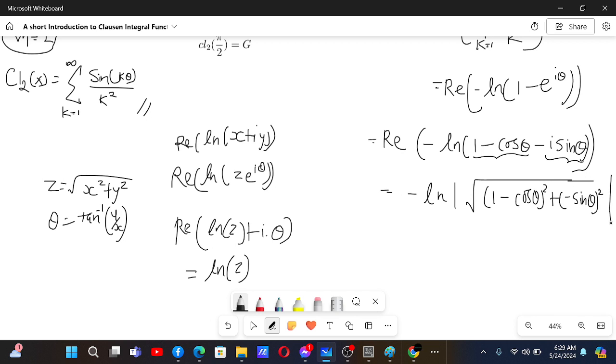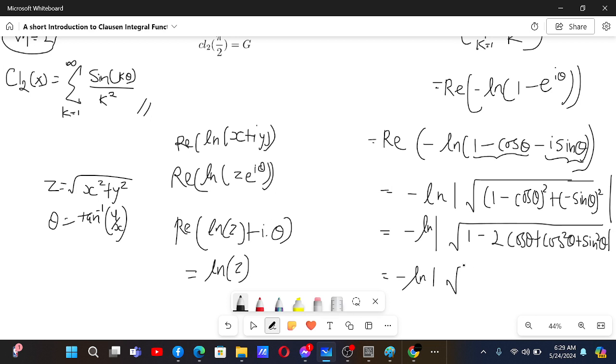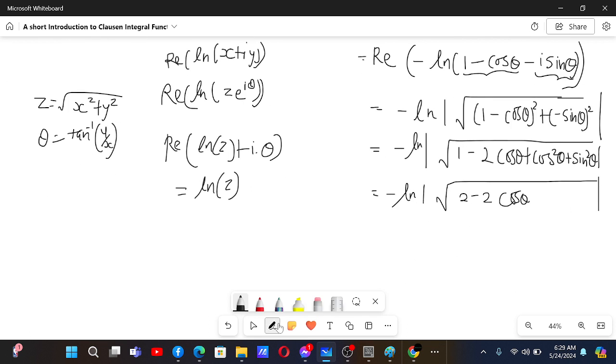Okay, now this is minus ln of the root of 1 minus 2 cos theta plus cos square theta plus sine square theta. Good. Now this is minus ln of the modulus of the square root of... Now cos square theta plus sine square theta is just 1, so 1 plus 1 is 2 minus 2 cos theta. Now if you take 2 common, we will have 2 times 1 minus cos theta, which is 2 sine square theta by 2.